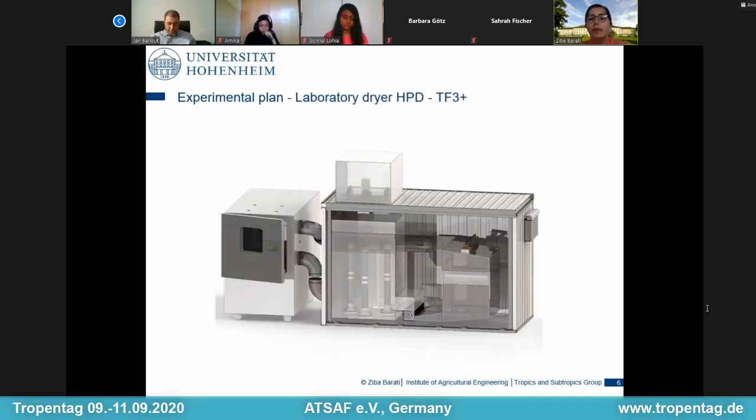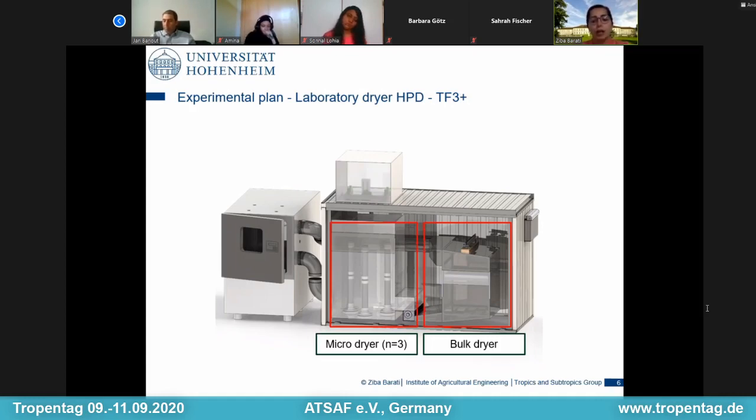For the drying experiment, we used the high precision laboratory dryer, which was designed and built at the Agricultural Engineering Institute at Hohenheim University. This dryer consists of two main parts, including a micro dryer and a bulk dryer. The micro dryer has 3 sample holders, which are equipped with weight balances to measure the mass of the material during the drying process. And the bulk dryer has 2 trays to dry a high amount of material for quality analysis.